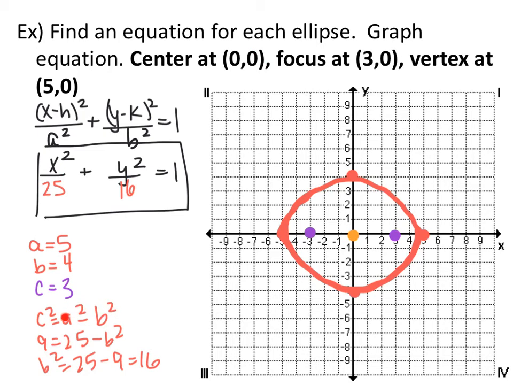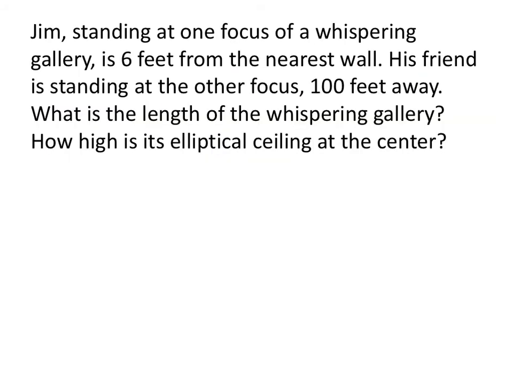So I use C squared equals A squared minus B squared to find that B squared is equal to 16. So I could plug that into my equation. And then also that means that B is 4. So for my minor axis, I'm going to go up and down 4 to find my minor vertices. So this one is just working backwards. Instead of starting with your equation and finding everything out of it, you're starting with the information and building your equation out of it. So now we're going to have a word problem. I would pause the video and write this down first.